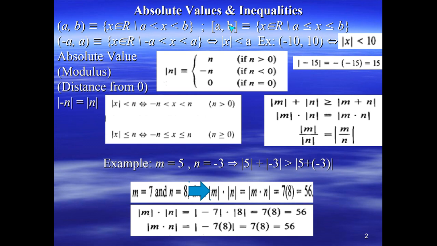But if we write it with square brackets, then [a, b] means all the real numbers x belonging to the set of real numbers such that a is less than or equal to x less than or equal to b. So we allow x to be equal to the frontiers, to a and b as well. The endpoints are also included in the interval.